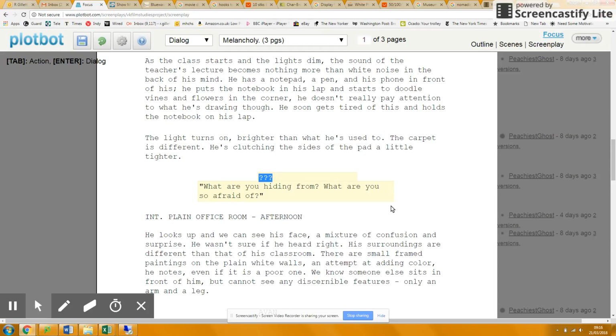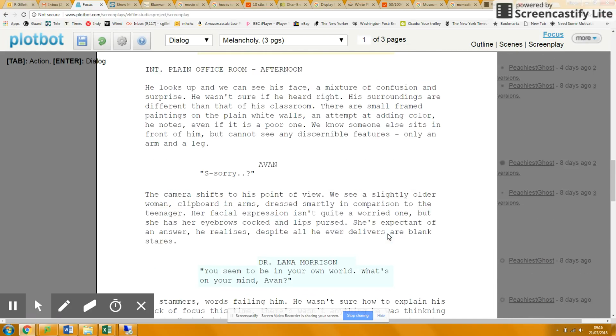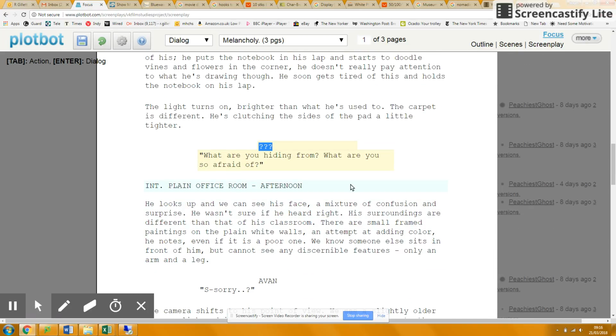So we could run them both at the same time. Yeah. Okay. So why don't we? What's her name? Lana. Do we call her Lana or Dr. Morrison? Lana. Okay. We do it like that, yeah. So that says they're both speaking at the same time, and it's in voiceover, so we don't see anyone actually saying it. We just hear it.